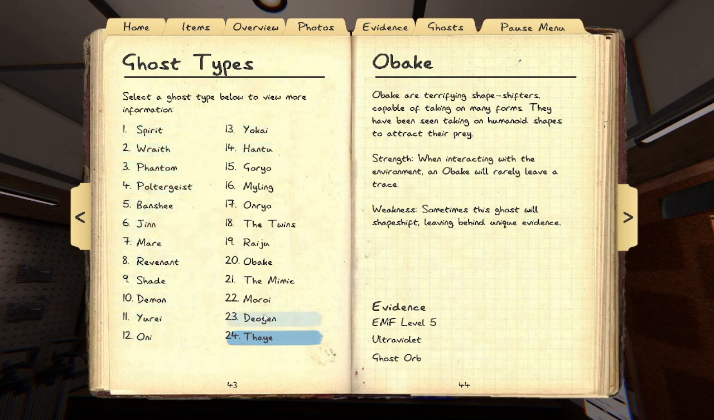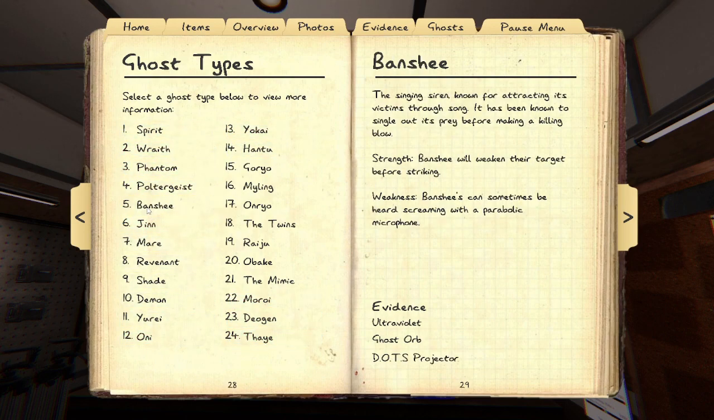And a banshee has UV, ghost orbs, and dots, which means we didn't actually apparently have EMF level 5. That's interesting. I'm going to go back in the recording and look at that and see how high it got because I really thought we hit 5.